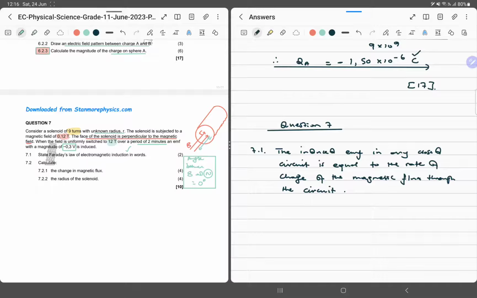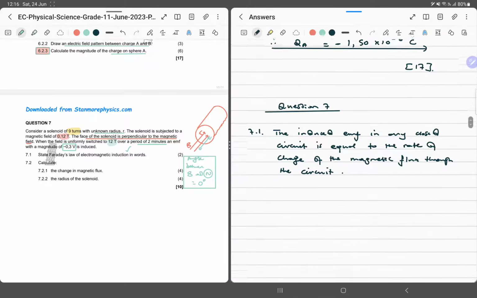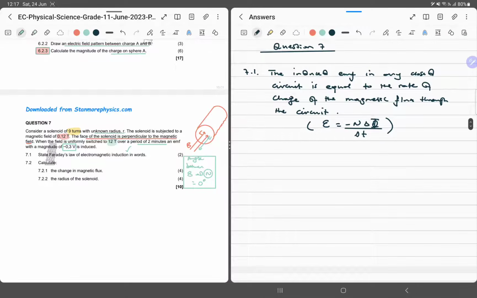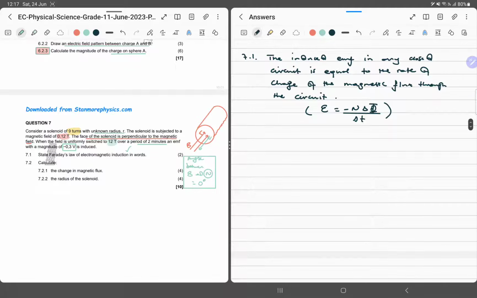Basically, the induced EMF in any closed circuit is equal to the rate of change of the magnetic flux through that particular circuit. Very easy. If you want to remember this, EMF is equal to N times the change of phi over change of time. So always have an equation in mind, then try to describe that equation if you forget the definition, but make sure your words are correct and everything is flowing properly.